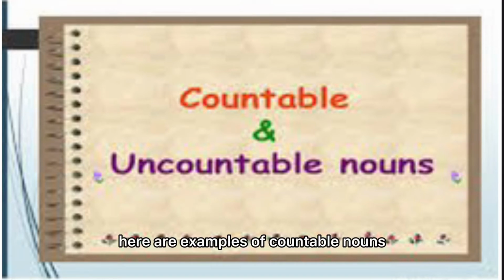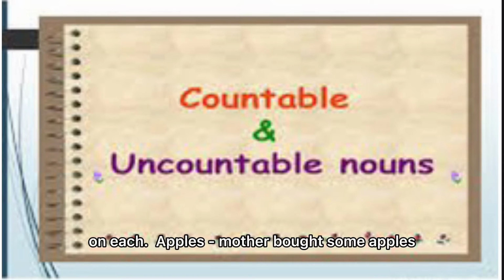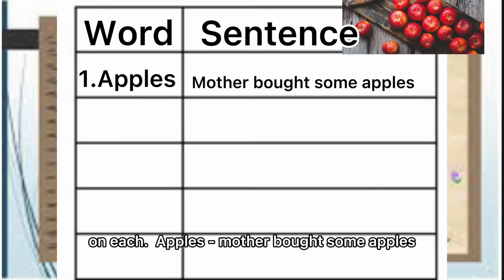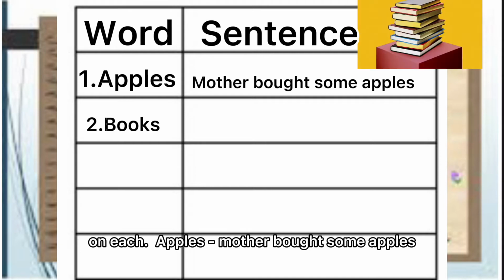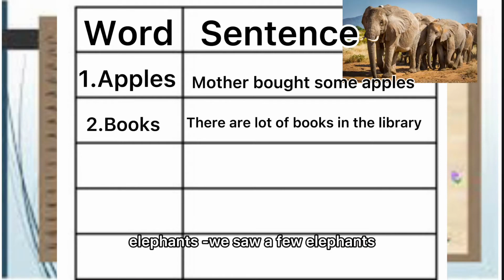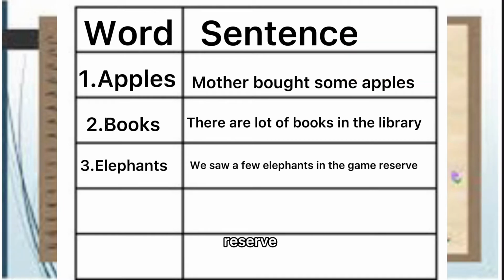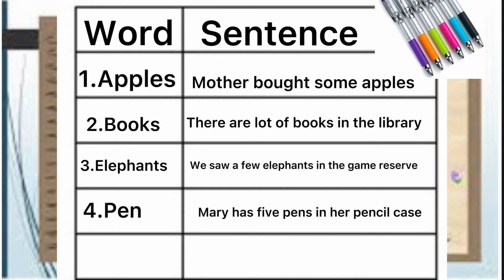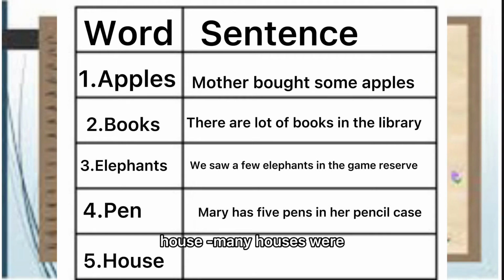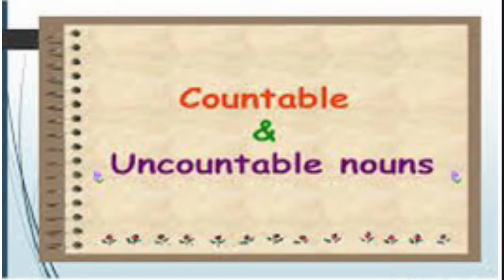Here are examples of countable nouns and a constructed sentence on each. Apples. Mother bought some apples. Books. There are a lot of books in the library. Elephants. We saw a few elephants in the game reserve. Pen. Mary has 5 pens in a pencil case. House. Many houses were damaged by the storm.